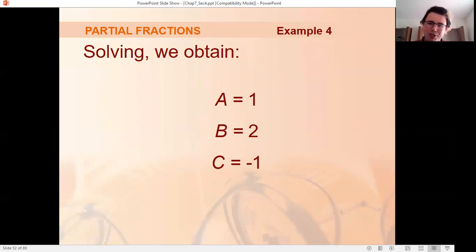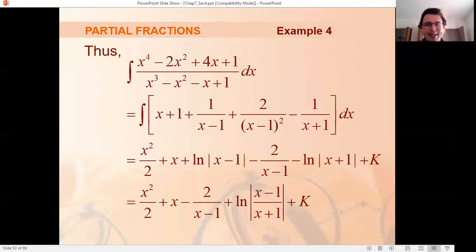Those are our coefficients. And what have we got? This integral is going to be equal, on the second line, to my quotient, then my linear term, which gives me a 1 over x minus 1, and the 2 over x minus 1 squared. Okay. And then subtract off the 1 over x plus 1. All right, cool. Looking at the parts of this function, I can find those antiderivatives. So the antiderivative of x is x squared divided by 2. Antiderivative of 1 is x.